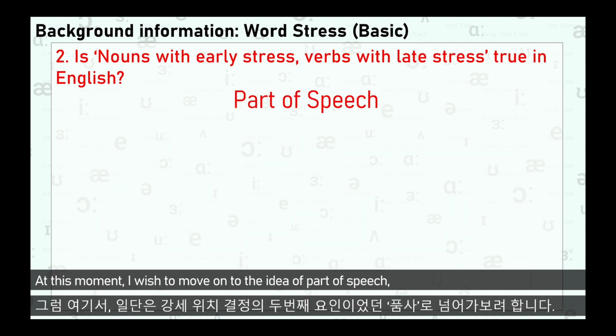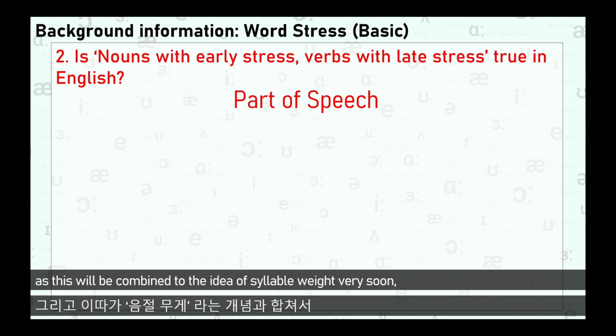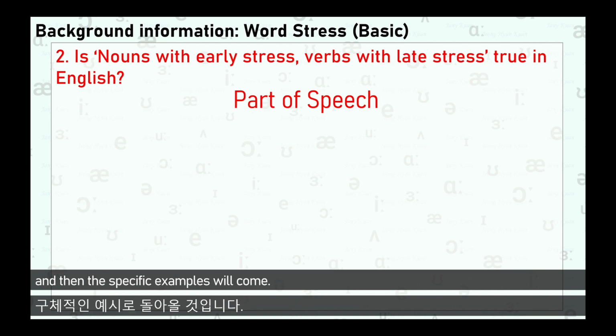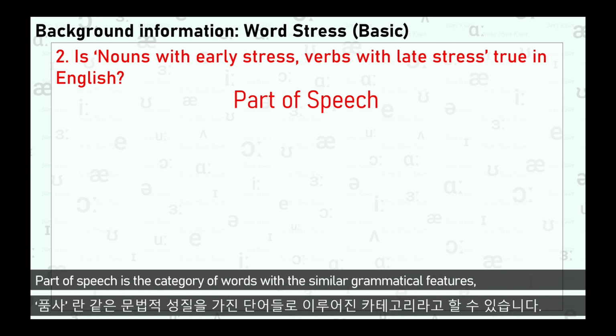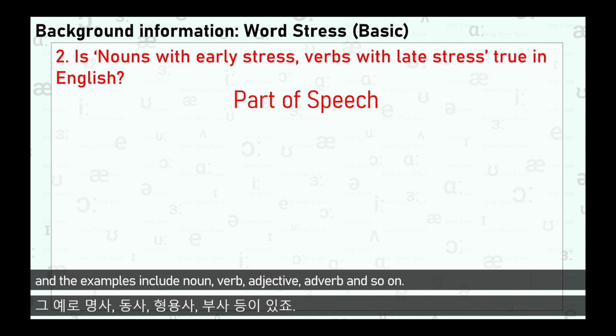At this moment, I wish to move on to the idea of part of speech, as this will be combined with the idea of syllable weight very soon, and then the specific examples will come. As you might already know, part of speech is the category of words with similar grammatical features, and the examples include noun, verb, adjective, adverb, and so on.